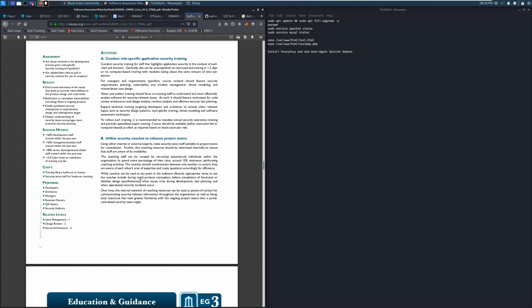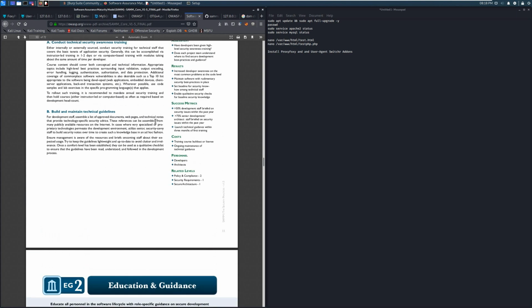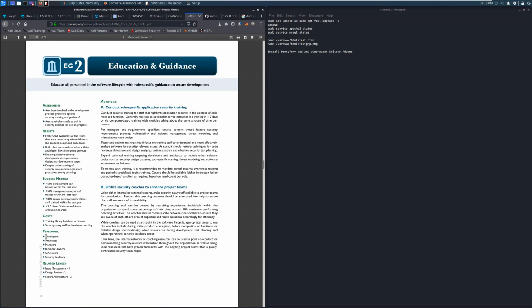And again, you can see that the higher the level, the more personnel is involved. Here you can see that level 1 aims only for developers and architects, but at level 2 you have a bunch of new roles which are actually affected by this security practice. Okay, so this was the introduction of OWASP OpenSAM.